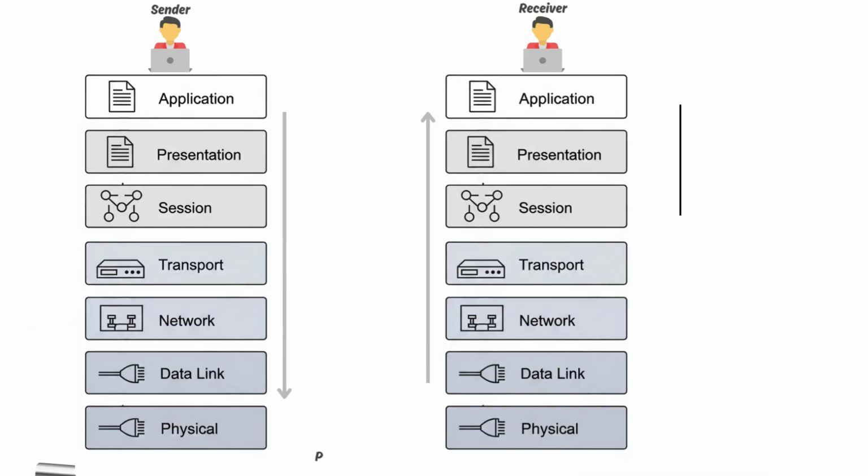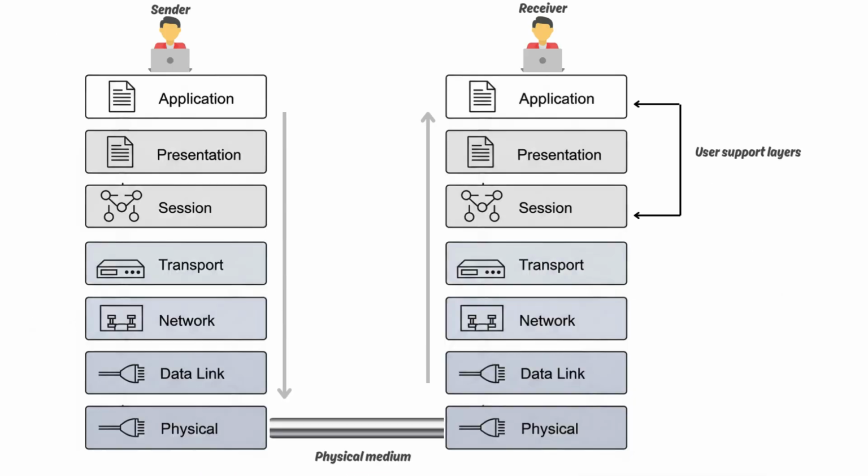As previously mentioned, the layers of the OSI model can be divided into three different categories: network support layer, user support layer, and transport layer, which creates the communication bridge between these two types of layers. So first let's understand what the transport layer in the OSI model is.